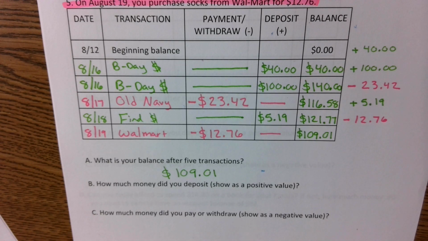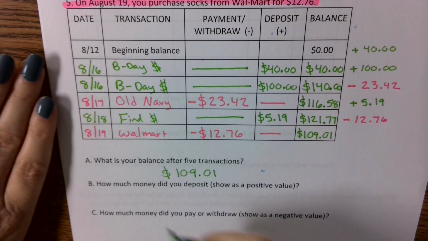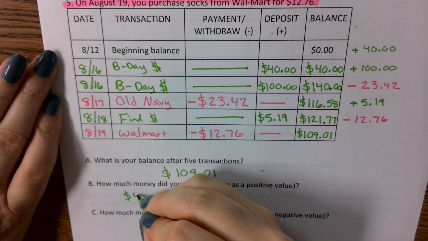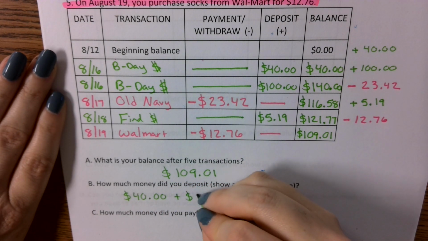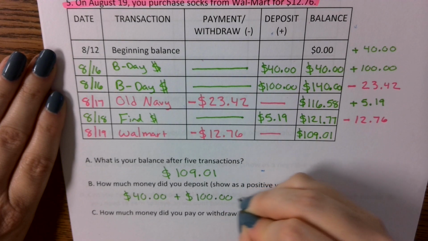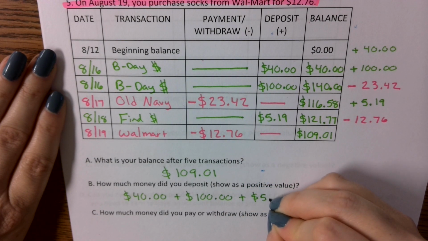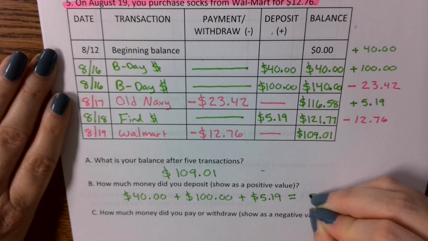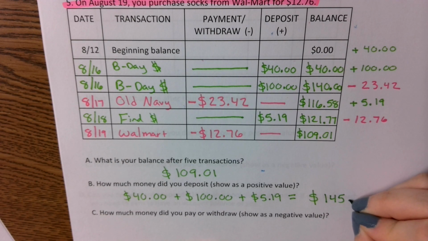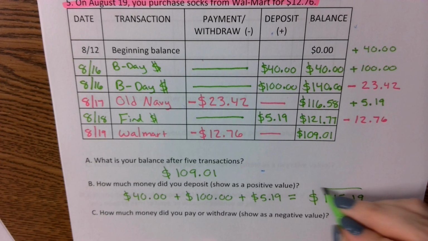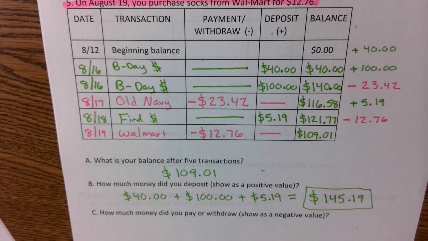Okay? The next question, question B, it says, well, how much money did you deposit? So the total amount of positives. So we're looking at our deposit column. How many positive transactions did we have? 3. We had 3 positive transactions. So we're going to add those 3 transactions together. So $40, $100, and $5.19. We're going to add that together to show that we had a total of $145.19 for a positive transaction.